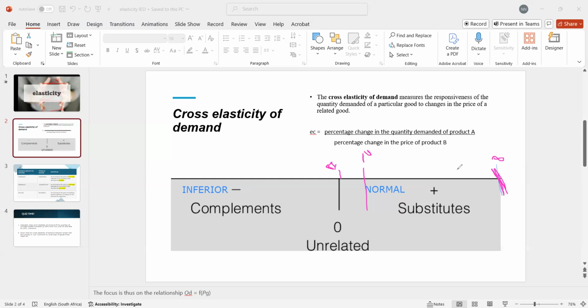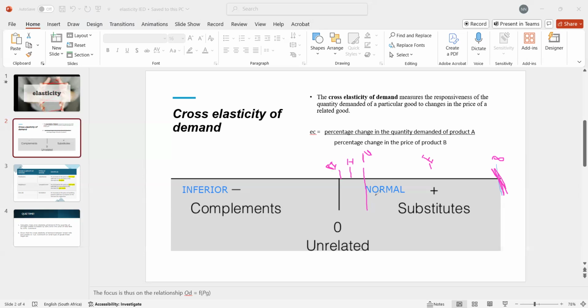And then in between here, between one and infinity, we have elastic, because elastic is greater than one. And then here we have inelastic, because inelastic is less than one but greater than zero. So here we have inelastic. I'm just gonna write I. And then normal goods: there are two types of normal goods. We have luxury and we have necessities.